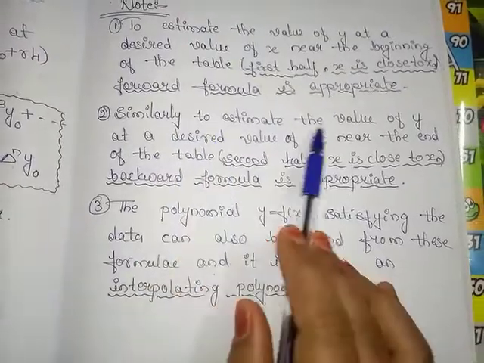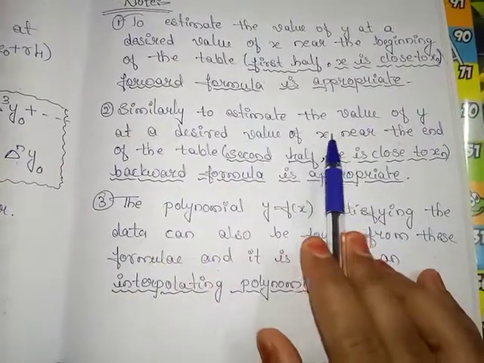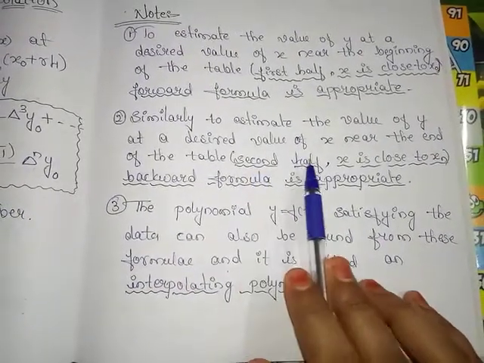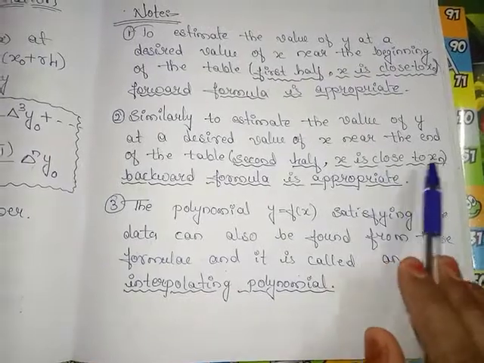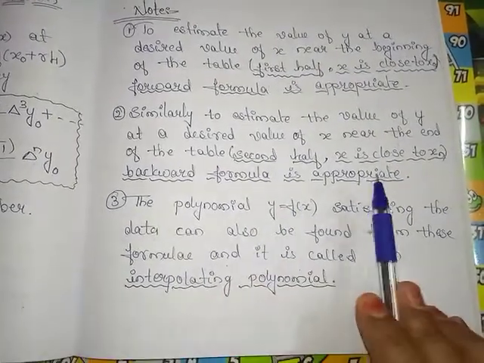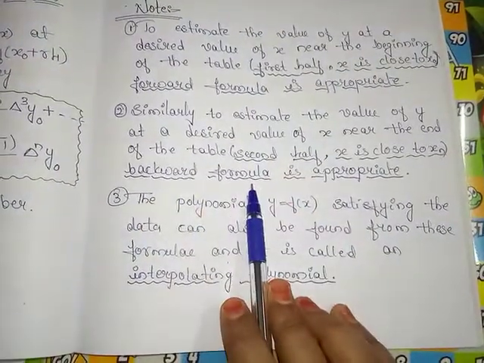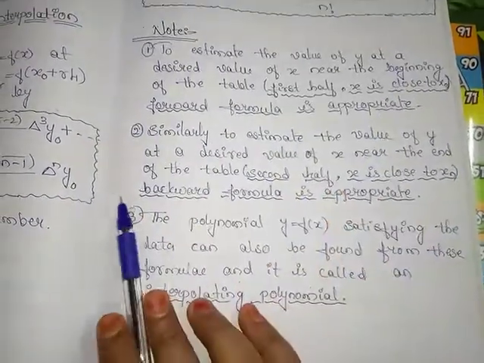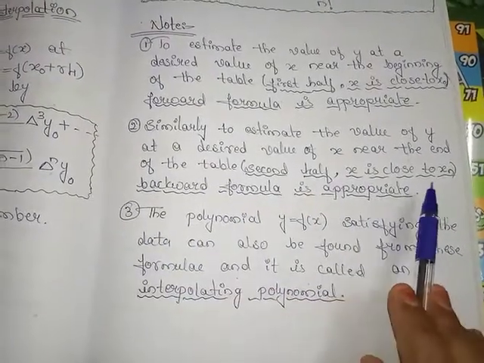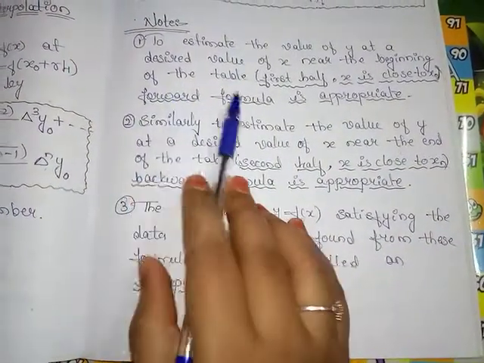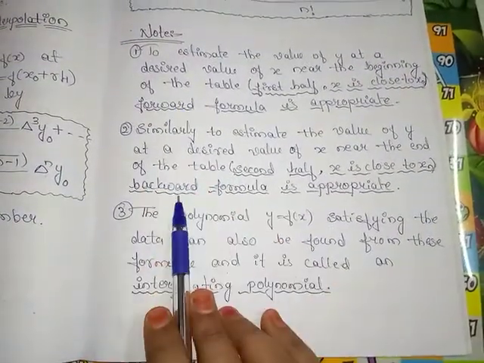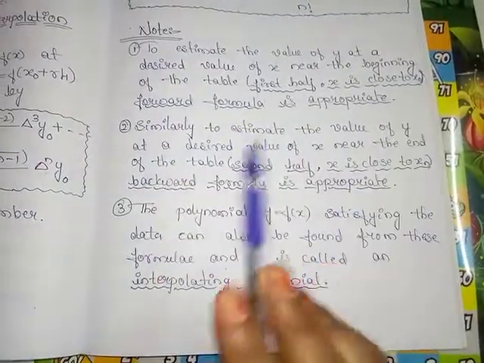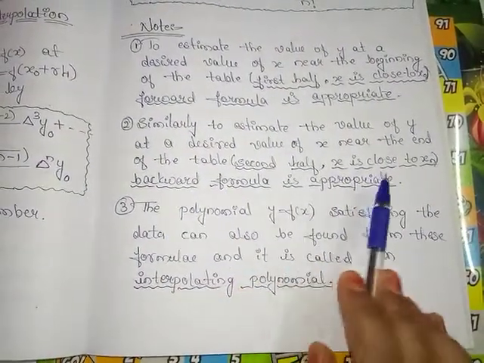Next one, similarly, to estimate the value of y at a desired value of x which is near the end of the table, meaning the x value lies in the second half or x is close to xn, the backward formula is appropriate. Forward formula and backward formula mean Newton's forward interpolation formula and Newton's backward interpolation formula. I am just writing here simply forward and backward formula.